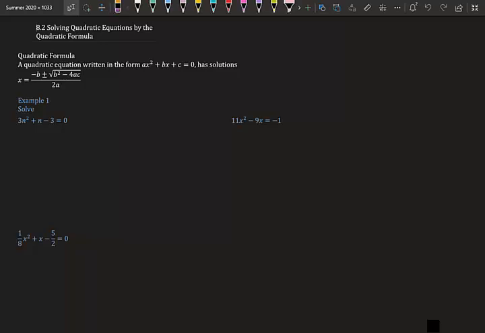8.2, solving quadratic equations by the quadratic formula. So when we're talking about quadratics, we're always trying to solve for x. And when we solve for x, we've learned a few ways now. We learned that we can factor, which is from 5.8. We learned that we can complete the square, which is from 8.1. And now we're going to learn the quadratic formula.